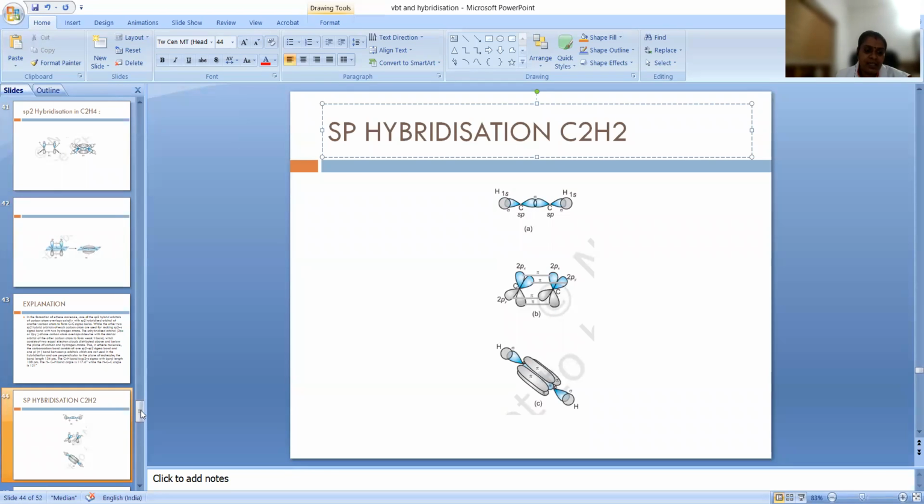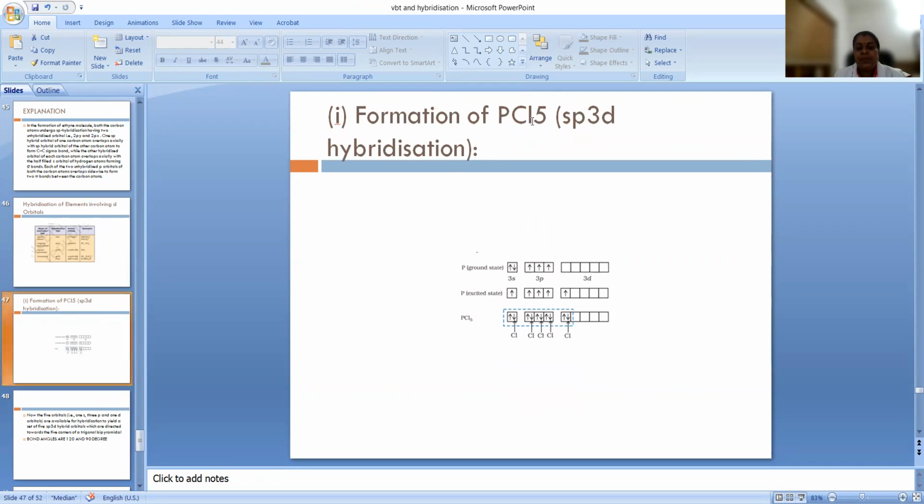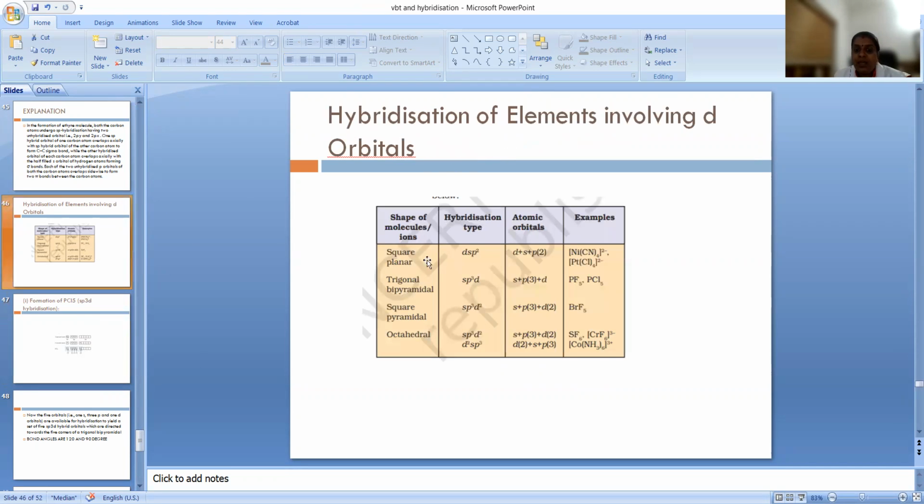Now let us see the next case, that is the hybridization which involves d orbitals. Okay, there are so many, some examples are there. This table you have to learn. If you have dsp2, that is one d orbital, one s orbital and two p orbitals overlapping, then you are going to get dsp2 hybridization, and the shape will be square planar.